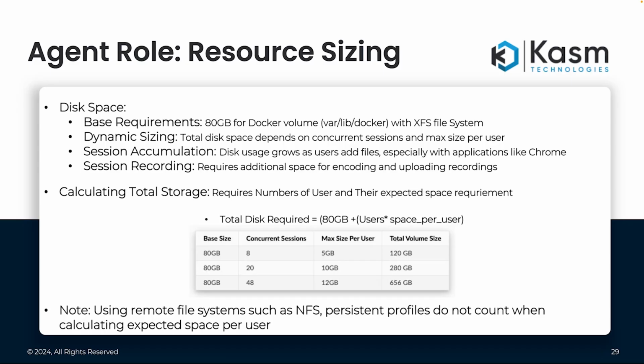So all of the caveats above, what does that actually break down to being? That breaks down to saying that calculating total space requires knowing the number of users and their expected space requirements. And past that, it's basic calculations, right? So total disk space required is going to be that 80 gigs plus however many users times the expected user space. So, simple little table here: 80 gigs, 8 sessions, 5 gigs a piece. That's 120 gigs is what we're going to need for sizing on that agent role server on each one of them.